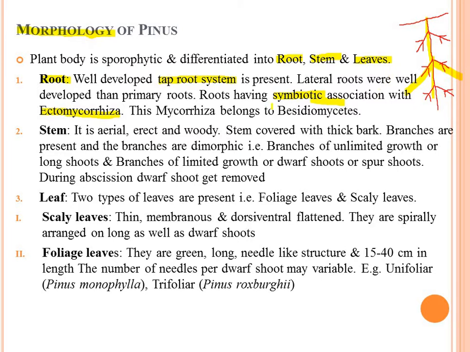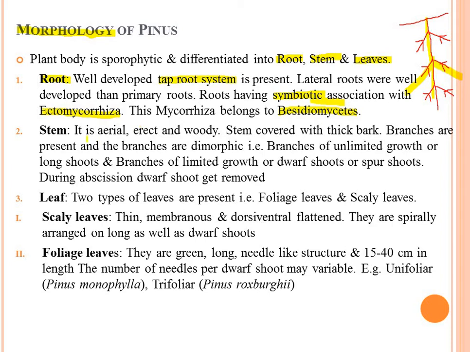This ectomycorrhiza is associated with these roots, and both benefit in this association. How do they benefit? Ectomycorrhiza provides soluble phosphate to the plant, while the plant provides shelter to the ectomycorrhiza. Therefore, both benefit, and this is known as a symbiotic association. It is also known as mutualism, meaning positive interaction. This mycorrhiza belongs to basidiomycetes because they produce basidiospores. This is all about the root.